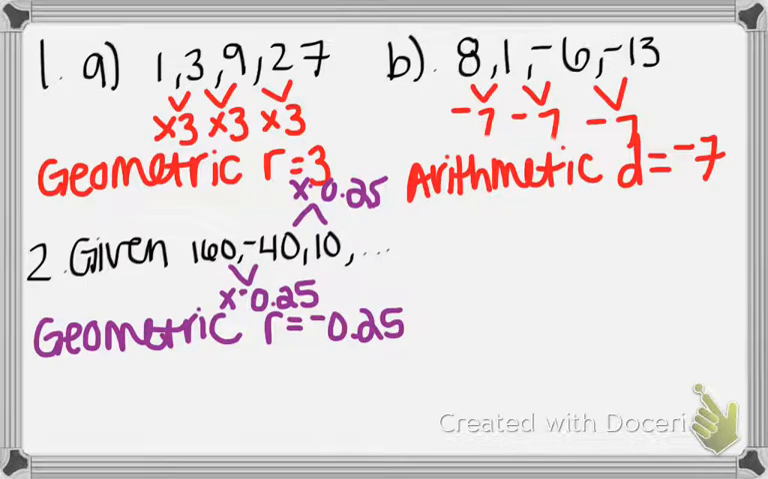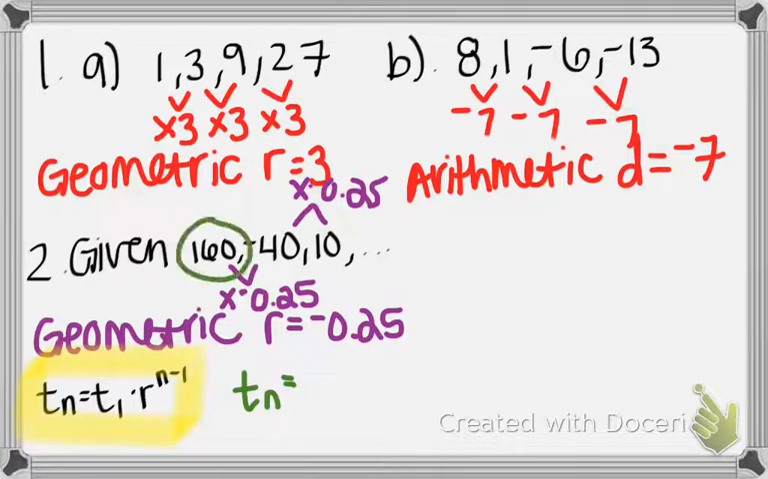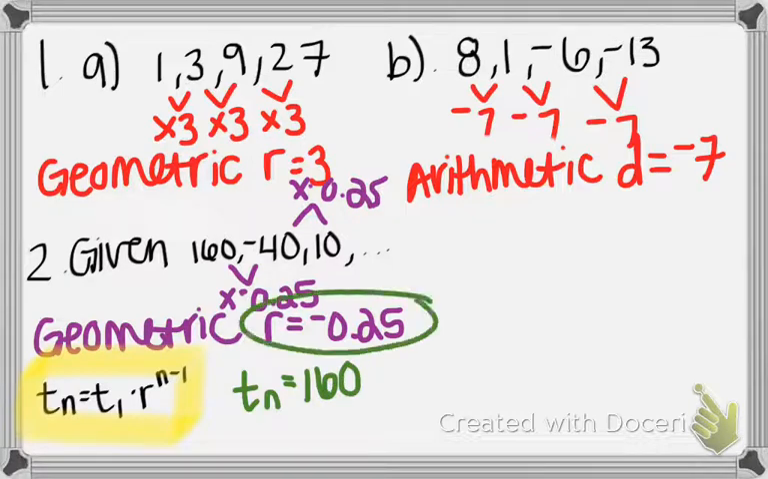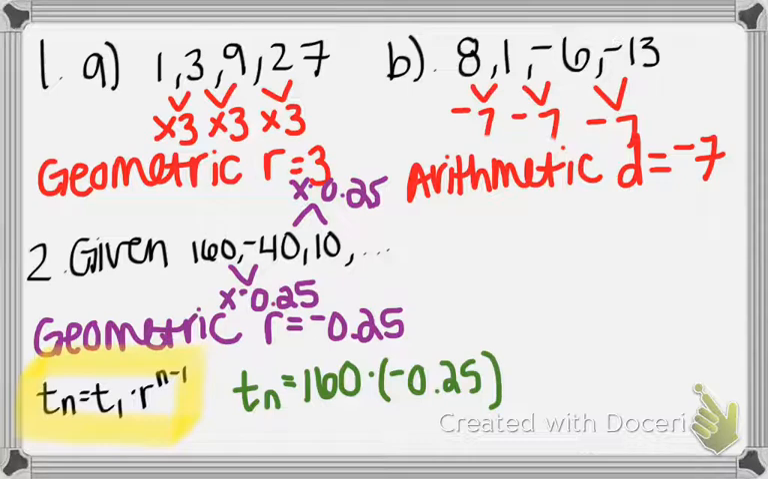This is where things get a little more spicy. So we want to write a rule for the nth term of the sequence. I want to remind you guys of the formula that we just looked at for the nth term of a geometric sequence. We have Tn. My first term is 160. My r value is negative 0.25. And I want this in terms of n, so I'm going to keep n minus 1.